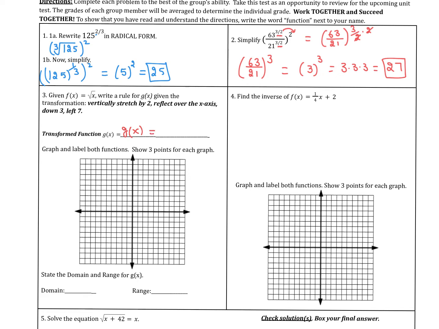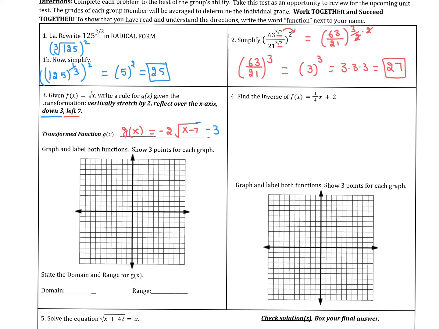If it is stretched by 2, it means that the 2 should be in front. Reflect over the x-axis. It means the negative 2 in the front. Then it's going to be left 7, x plus 7. And then it's going to be down 3. This means down 3, which is negative 3 outside.